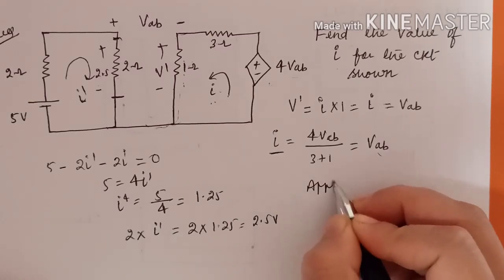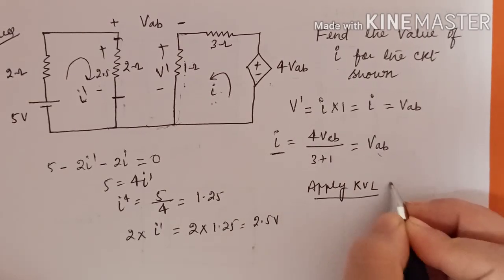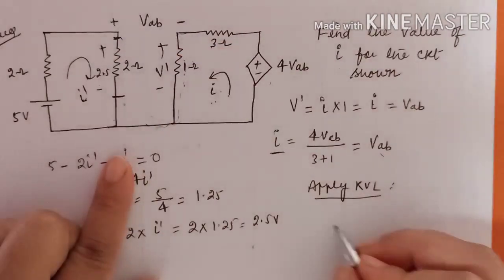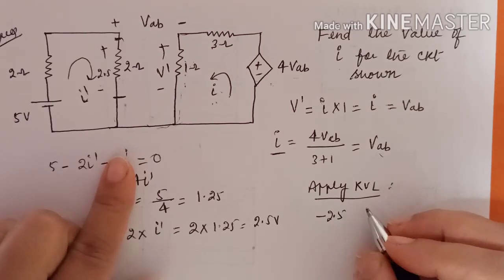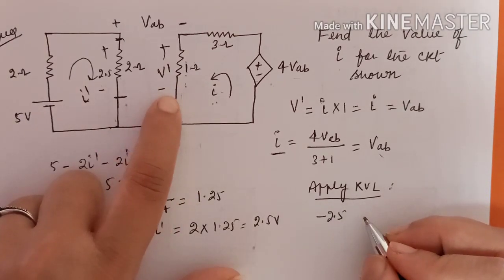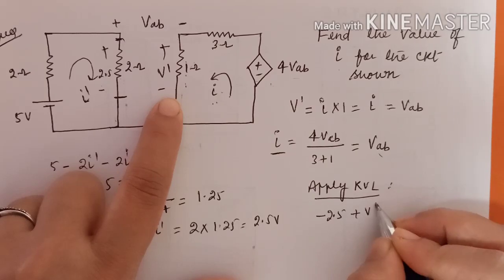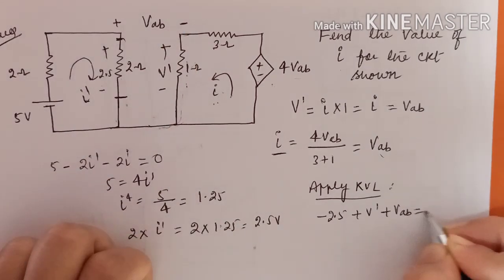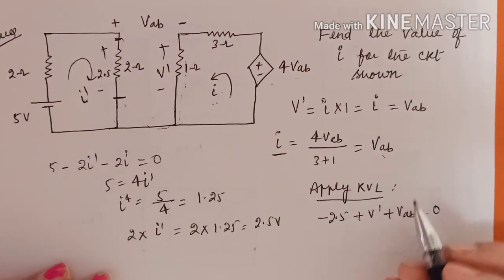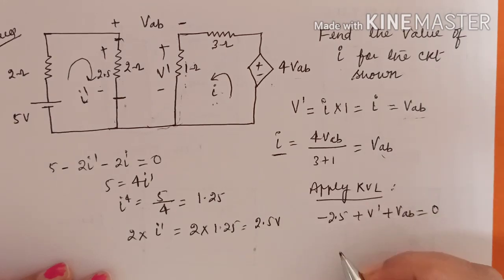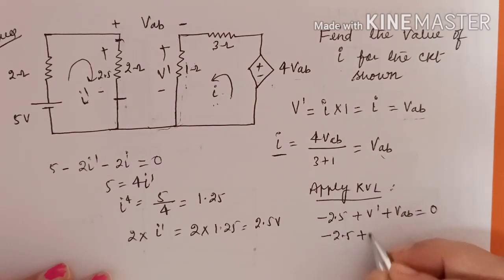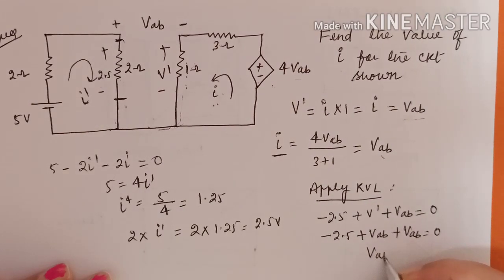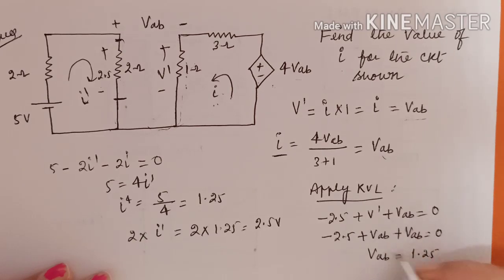So let's say apply KVL in this loop. Let's say I am moving like this. So plus is coming, so minus 2.5. Then I came here, minus is coming, so this will become plus V dash. Again minus is coming, so this will also become VAB equal to 0. How much is V dash? V dash is nothing but VAB only. So minus 2.5 plus VAB equal to 0. So VAB I got as 1.25.